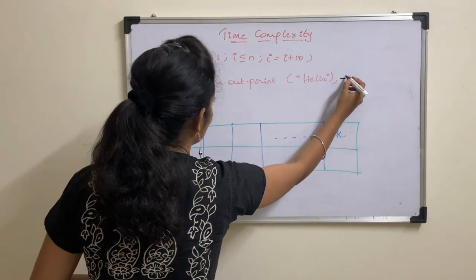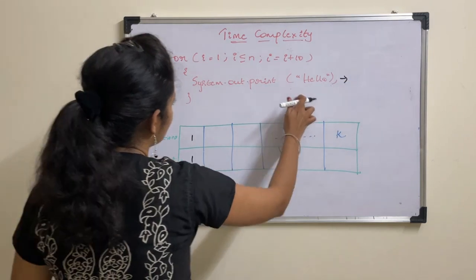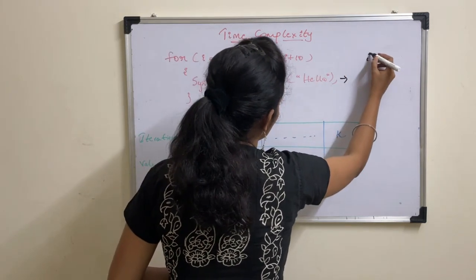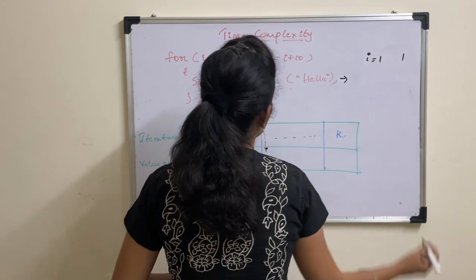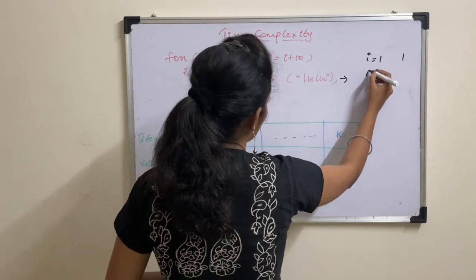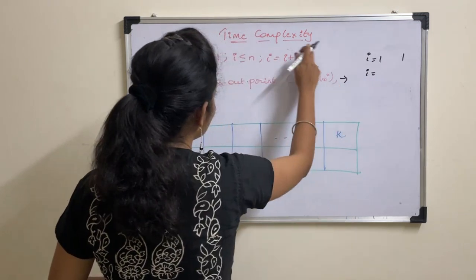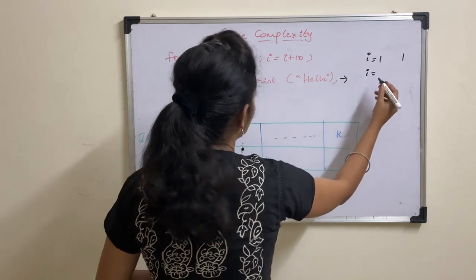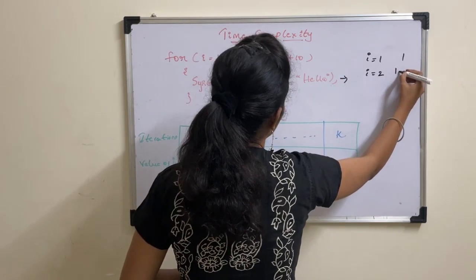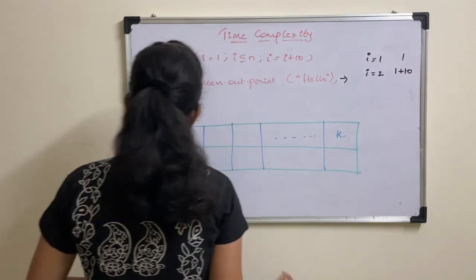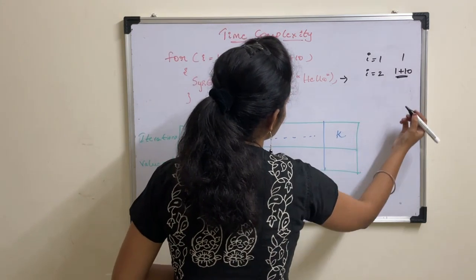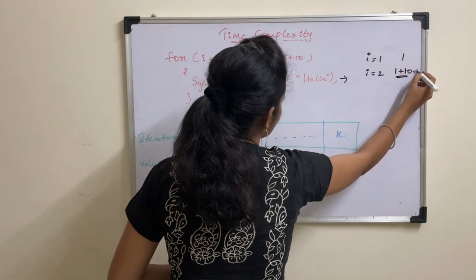Next, this statement will be executed once. After that, I value is incremented, I plus 1 time. So when I equal to 1, it will be executed only 1 time. Whereas when I is incremented, then during iteration 2, I value becomes 1 plus 10. So during second iteration, I value becomes 1 plus 10, which is nothing but 11.